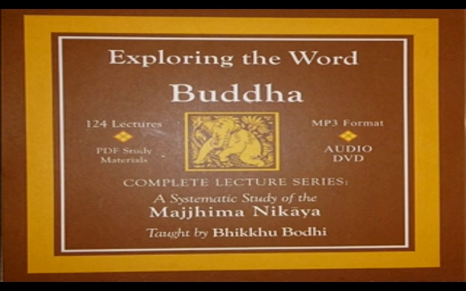Okay, we are discussing now Sutta number 27 in the Majjhima Nikaya, the Culahatthipadopama Sutta, the simile of the elephant's footprint. And last time I discussed the passage on the abandoning of the five hindrances.